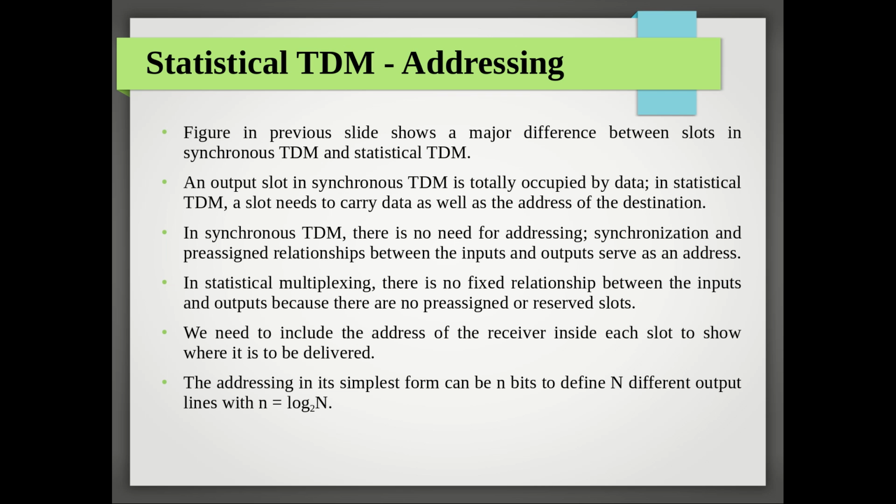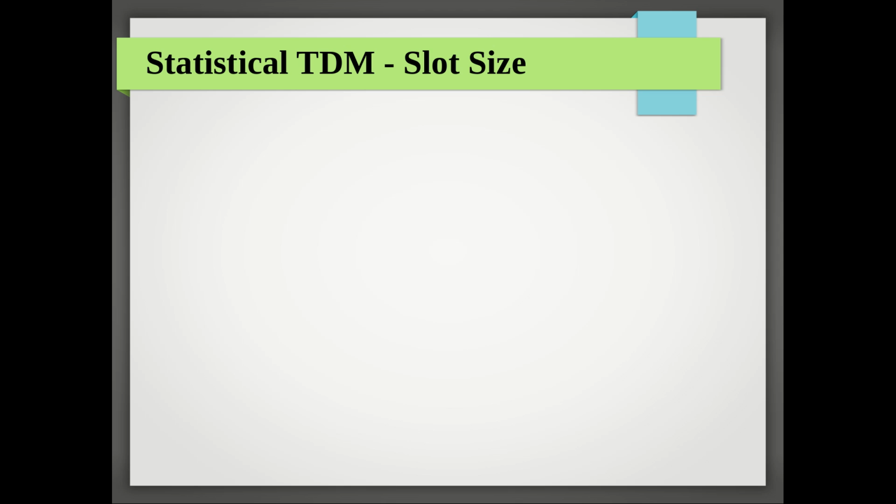So the addressing in its simplest form can be like this. It will be n bits to define N different output lines. Input line, output line: normally they are in one-to-one correspondence. So if you have capital N different destinations, to identify each destination uniquely, log capital N to the base 2 bits are needed as the address. That is denoted by small letter n here. For example, if there are 8 different output lines, we need 3 bits to identify each one as our address.